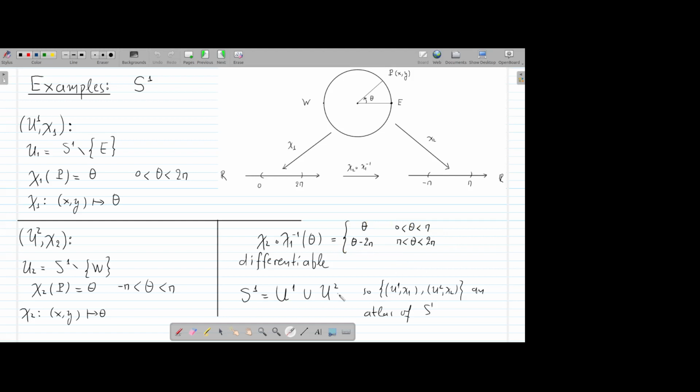We also notice that if you take both those two charts, the sets U1 and U2 cover the full circle. So this is an atlas of S1, and we see why S1 is a differentiable manifold. But it's not the maximal atlas.